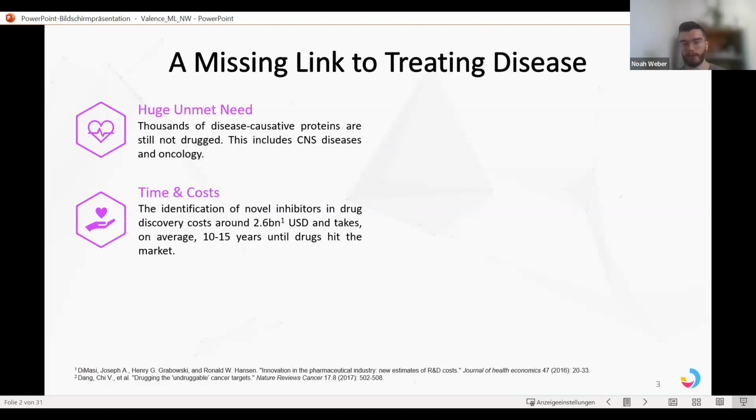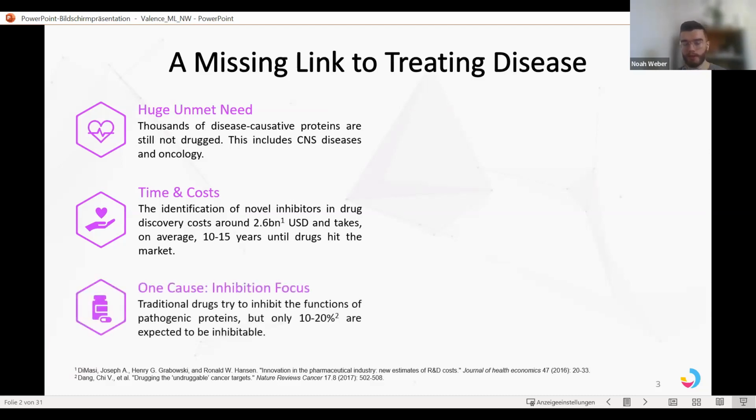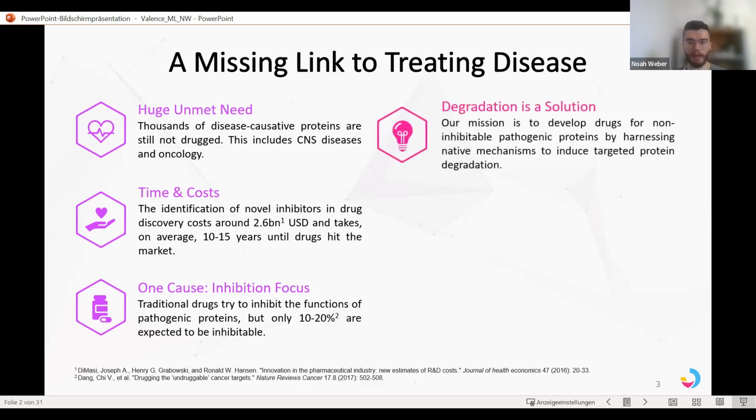So a lot of additional biotech players, especially AI biotech players, are coming in and trying to solve these problems from a research perspective. One of the standard paradigms is obviously inhibition. We traditionally try to inhibit the functions of the pathogenic proteins, but as we know, only 10 to 20%, and this might even be on the upper side, is actually inhibitable. So obviously we need some sort of alternative mechanism.